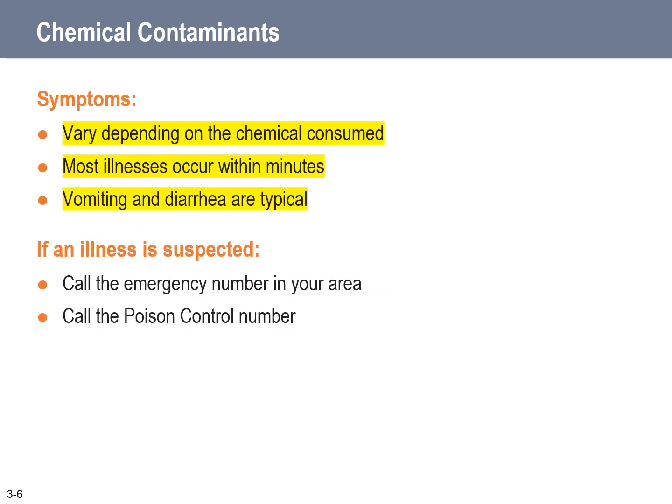Symptoms vary depending on the chemical consumed. Most illnesses occur within very short time frames, so within minutes. Vomiting and diarrhea are usually typical. So if you are suspected of consuming a chemical, you should call the emergency number in your area, so 911, and call poison control.